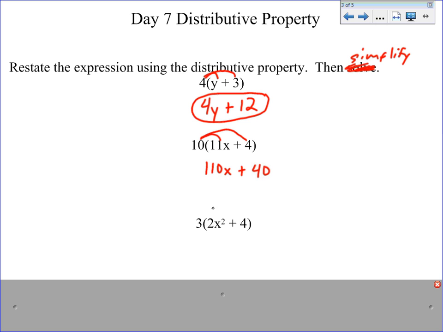We look at our third option. We can do this even when the variable has a second power. We're simply saying we have 3 times the quantity 2x squared plus 4. 3 times 2 would give us 6, x to the second power, plus 3 times 4 would give us 12.